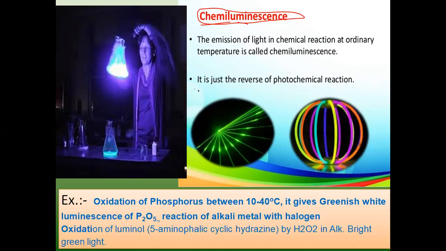It is just the reverse of a photochemical reaction. What happens in a photochemical reaction? It absorbs energy. But in chemiluminescence, there is a release of energy, emission of light. There is an emission of light in a chemical reaction.